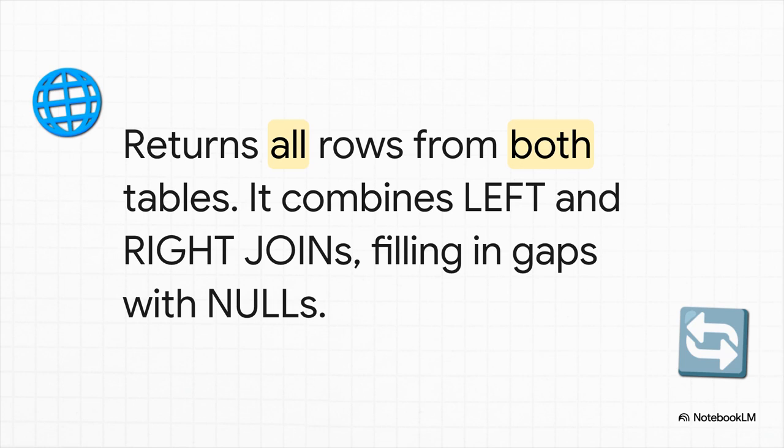For that, you've got the full outer join. This is basically the "give me the whole shebang" option. It combines the logic of both a left and a right join, matching up what it can and just filling in the rest with those blank null values.